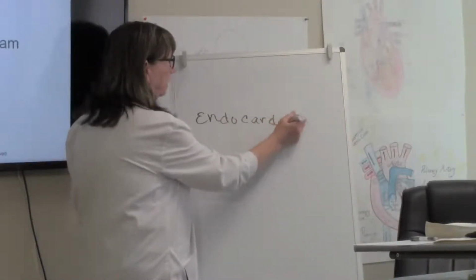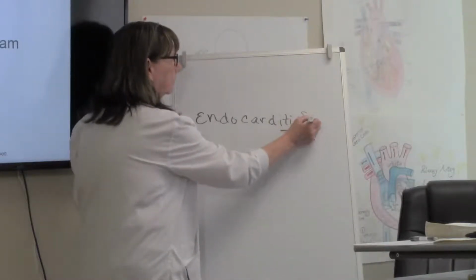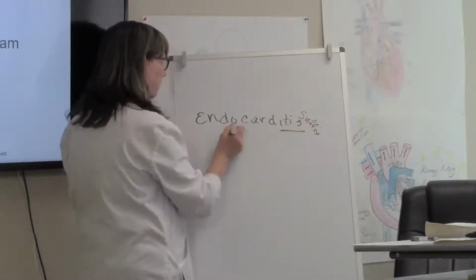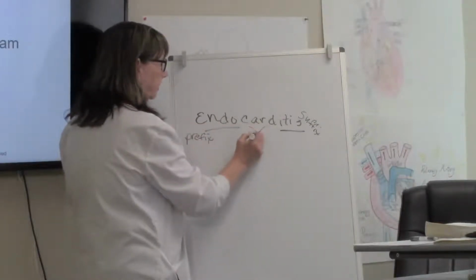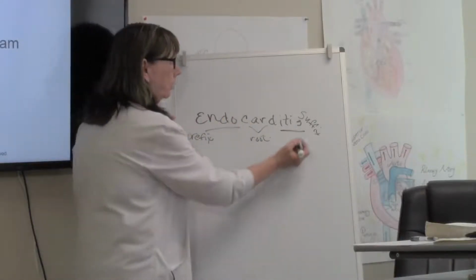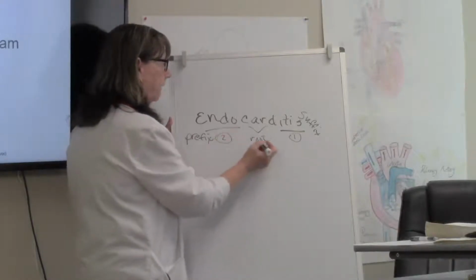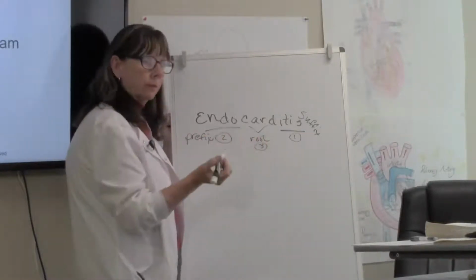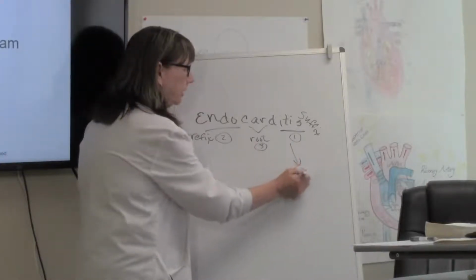All words are made up of elements. So you have the suffix, the prefix, and finally the root. When you break down medical terms, you always start with the suffix, go to the prefix, and finally the root. So this particular word, itis, means inflammation of.